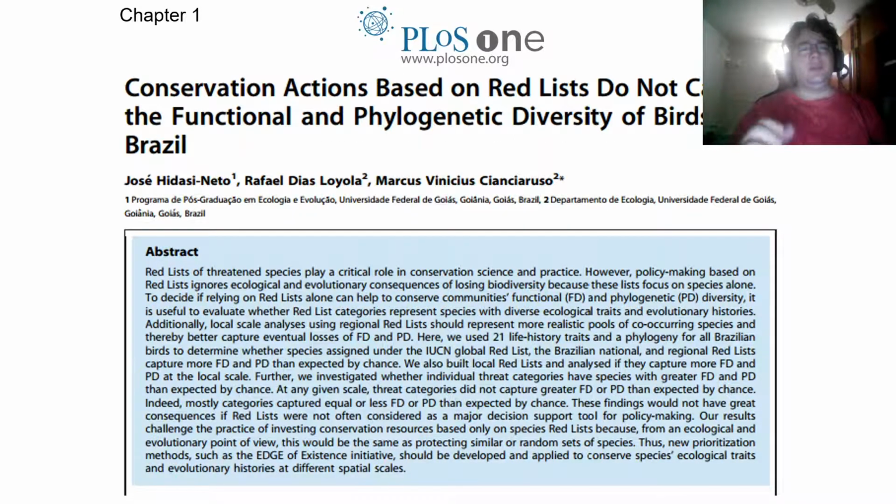So that question led me to study my first chapter on my master's degree. It was conservation actions based on Red List do not capture the functional and phylogenetic diversity of birds in Brazil.